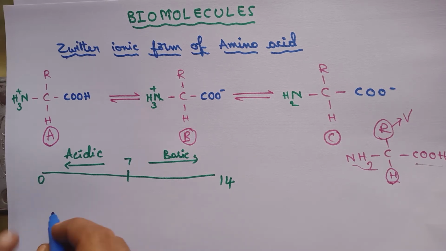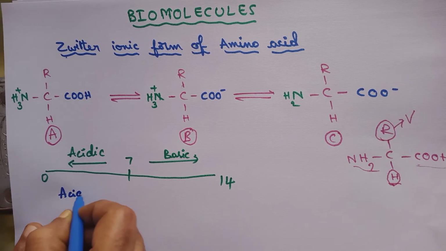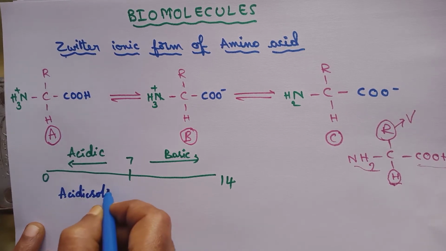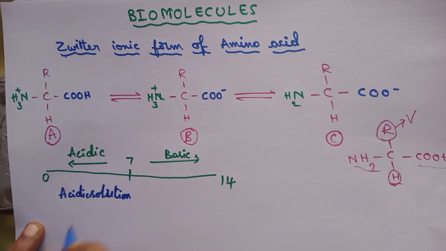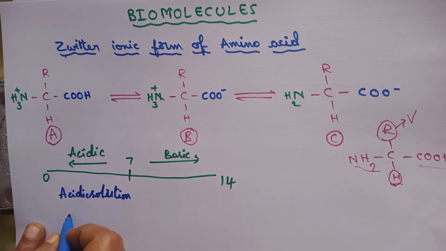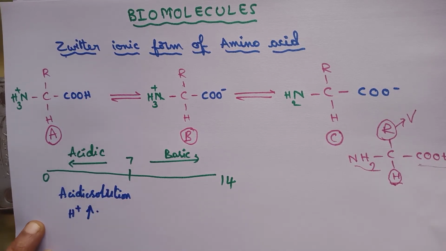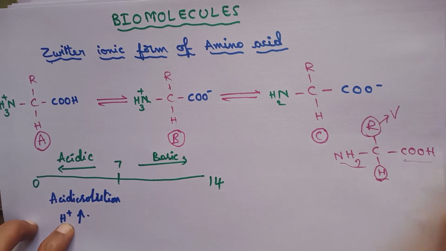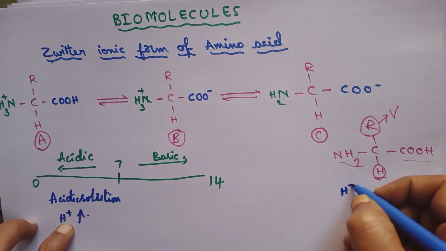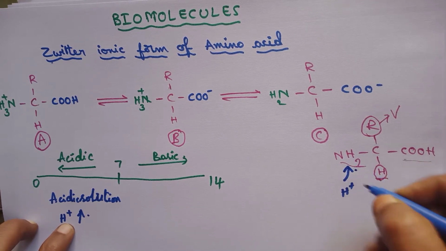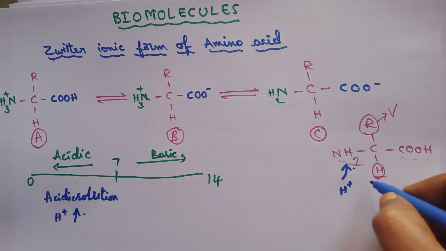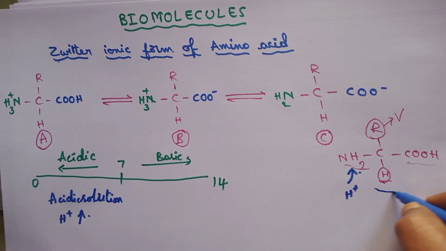Okay, let's say a solution has acidic pH, and an amino acid is present in this acidic solution. What happens is that protons are more, that means H plus ions are more than OH minus ions. So more and more protons are available, and these protons will go and join with the amino group. So the amino group becomes protonated. That means the amino acid has become a protonated amino acid.